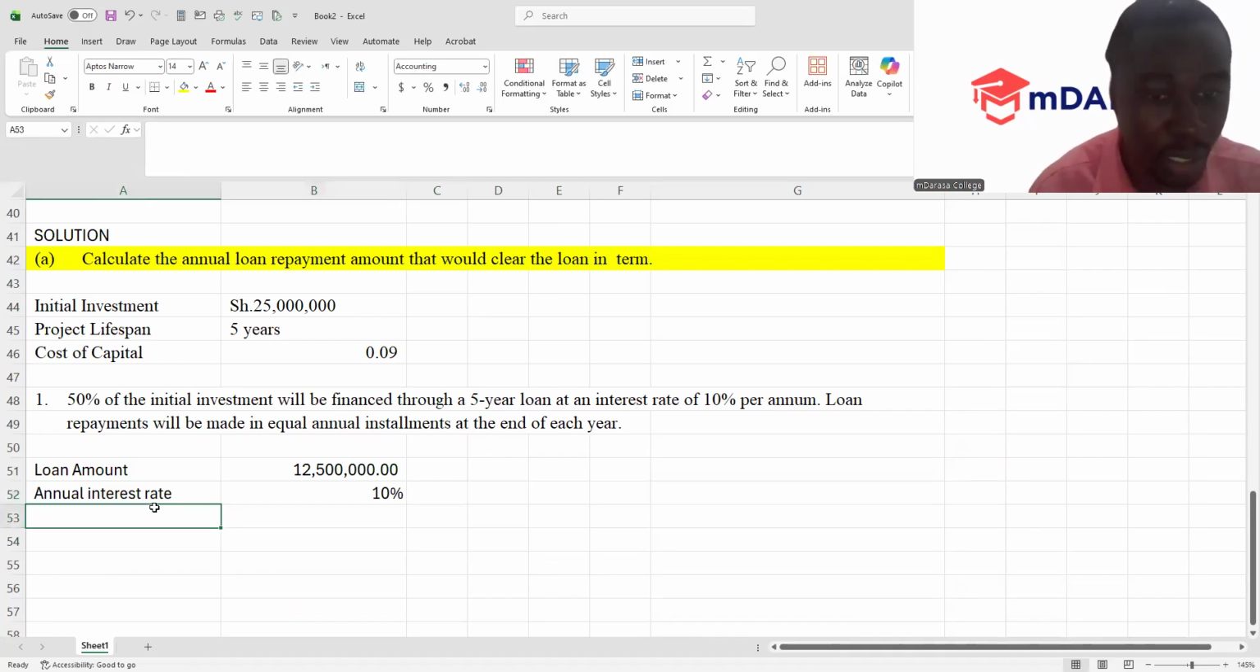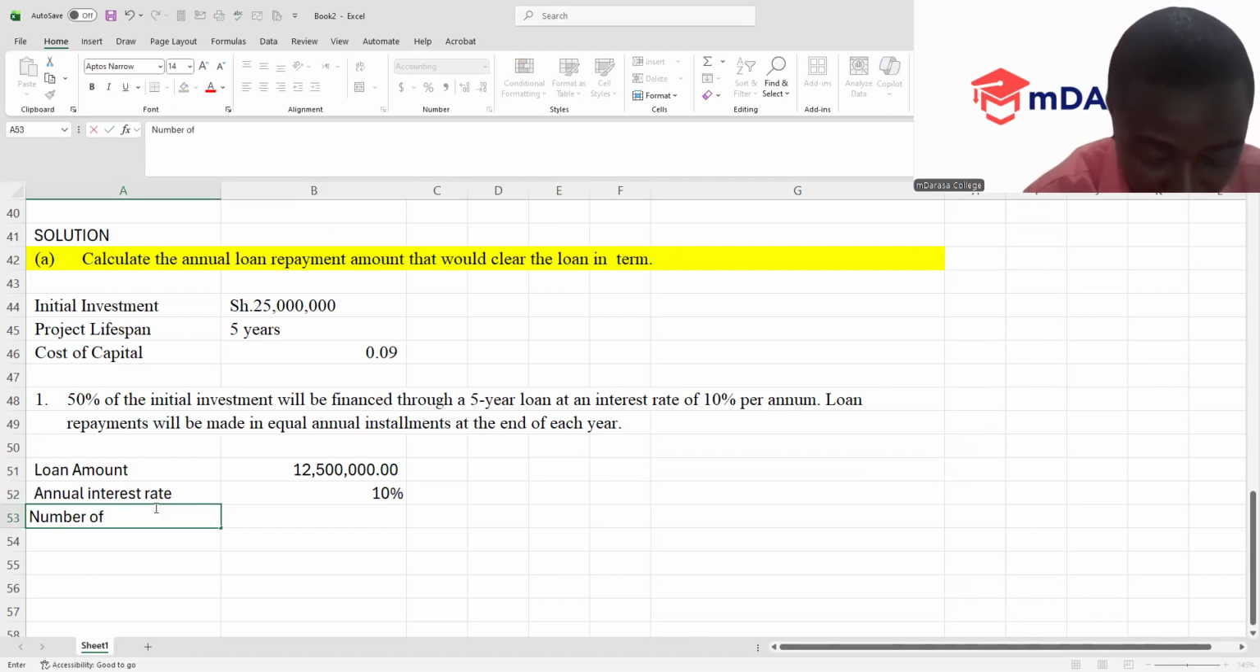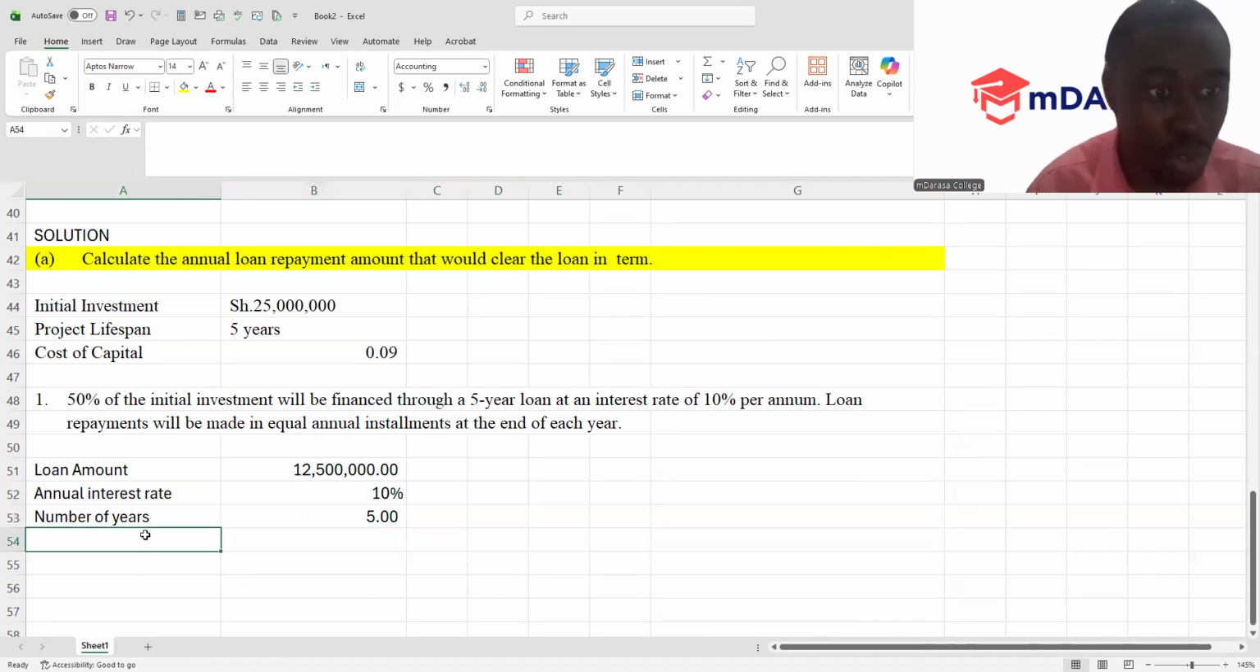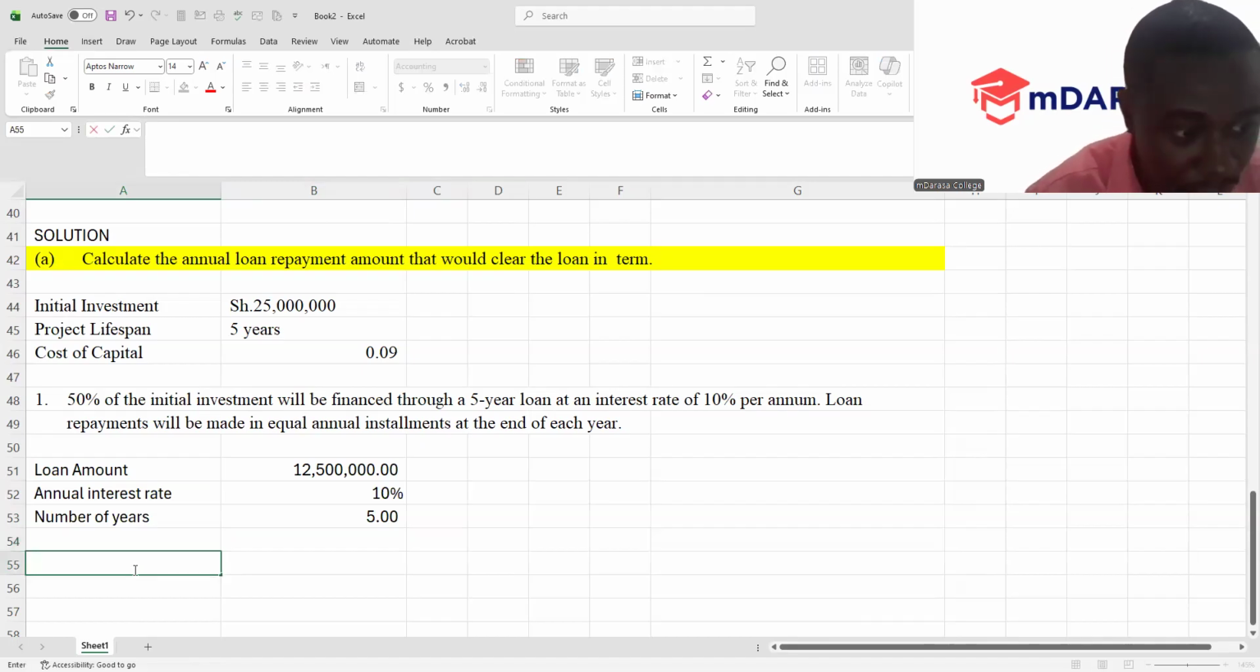We're given the other key element, which would be the number of years. As per what the good examiner had given us here, we're given 5 years. So what are we supposed to compute? The annual loan repayment, which is basically the installment. This is our annual loan repayment, which is basically our installment value.